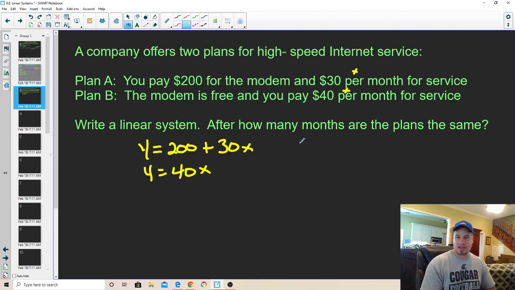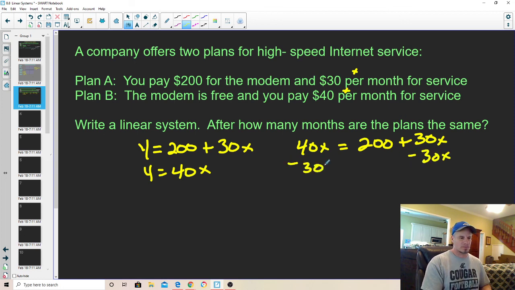The way we want to handle this, you can graph it and see where they cross. But another way to handle this without graphing is this. We're going to set these equations equal to each other and find out when they're the same. So I'm going to take 40x and set it equal to 200 plus 30x. I just want to solve for x and see when they're the same. So I'm going to subtract 30x. I get 10x equals 200. I'm going to divide by 10. I get x equals 20.